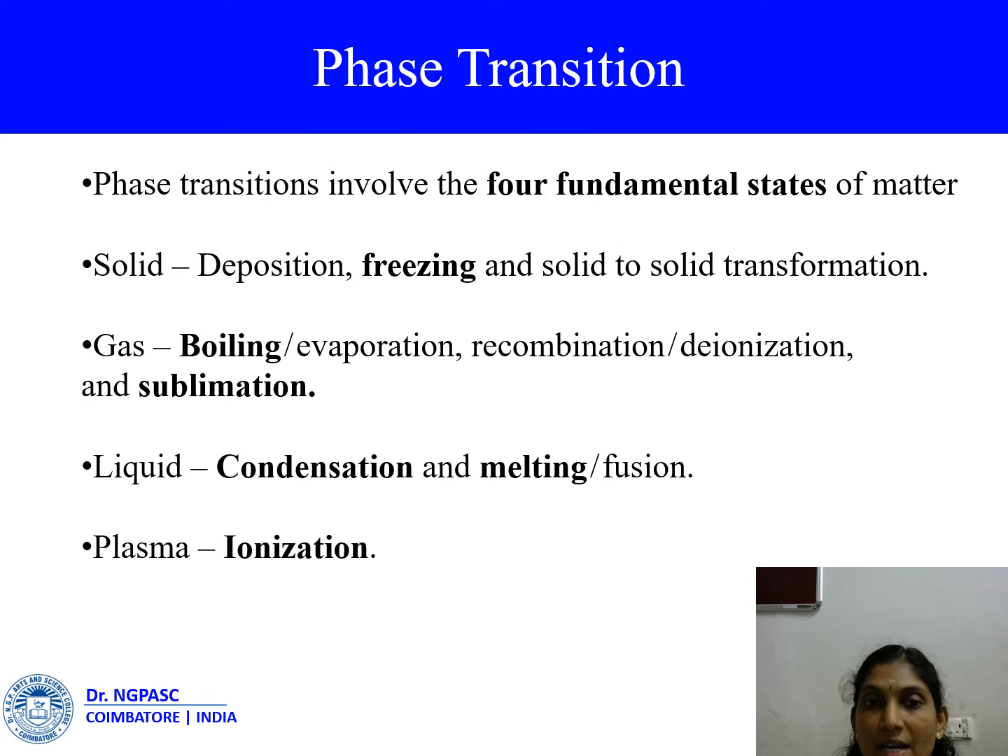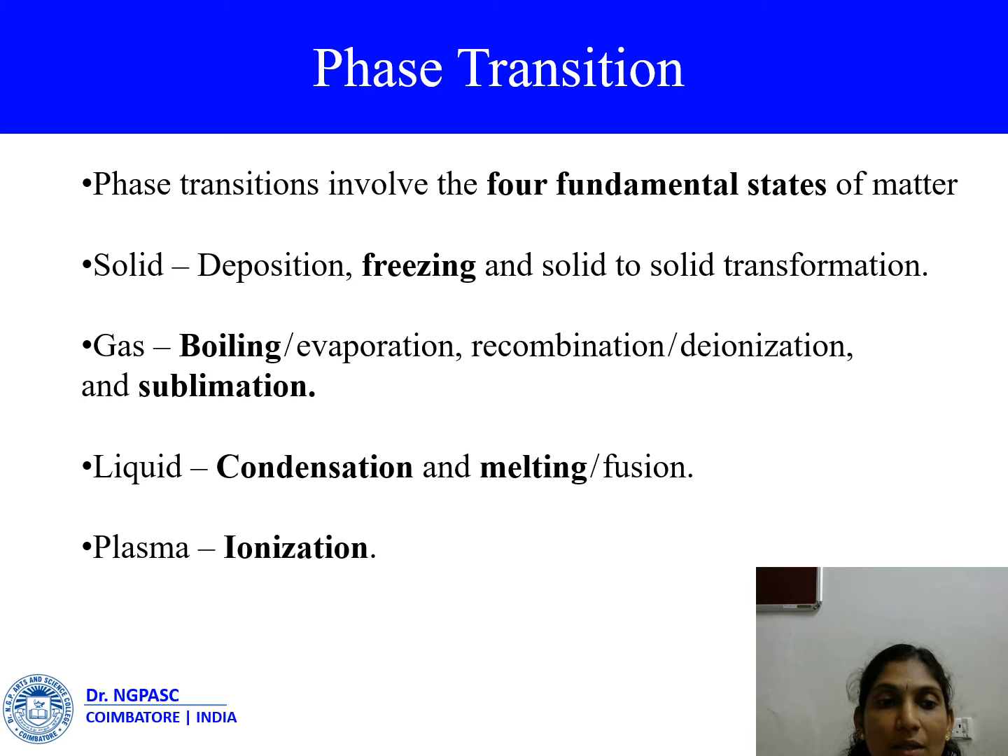Next, phase transition. There are four fundamental states of matter: solid, liquid, gas, and plasma. First, freezing. Freezing is a phase transition where a liquid turns into a solid when its temperature is lowered below its freezing point. Freezing means the solidification phase change of a liquid or the liquid content of a substance, usually due to cooling. The boiling point of a substance is the temperature at which the vapor pressure of the liquid equals the pressure surrounding the liquid.